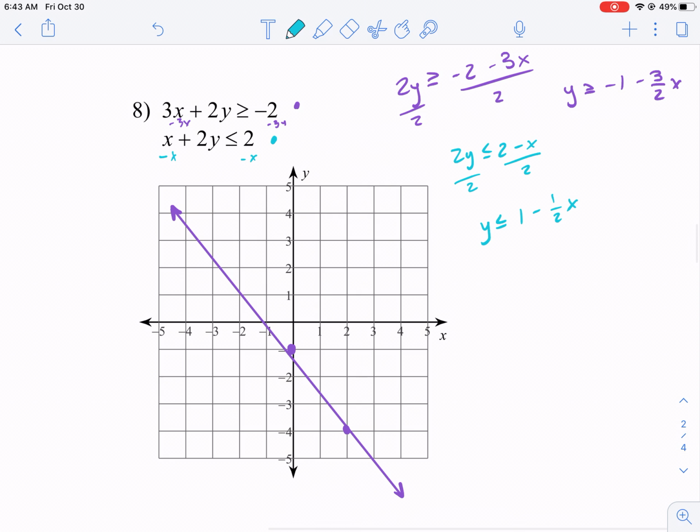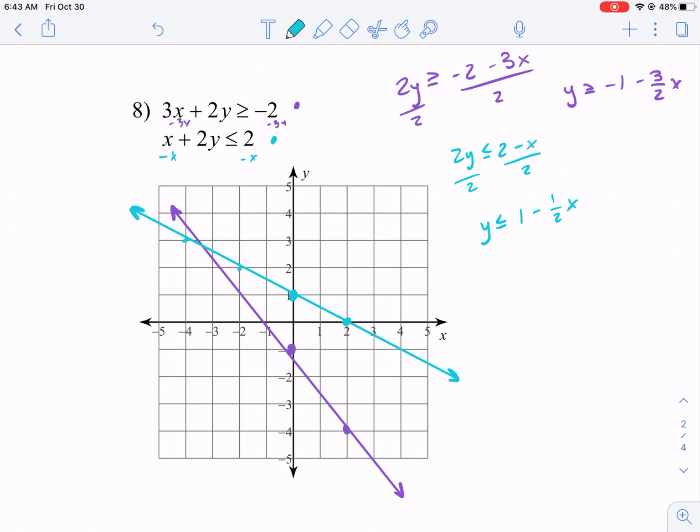Okay, so then we have 1 as our y-intercept, and we're going to go down 1 over 2 for our slope. And I like to go in reverse, okay, so I get an idea of where it's heading. Okay, and then we go like this, connect the dots. There we go, both are solid.